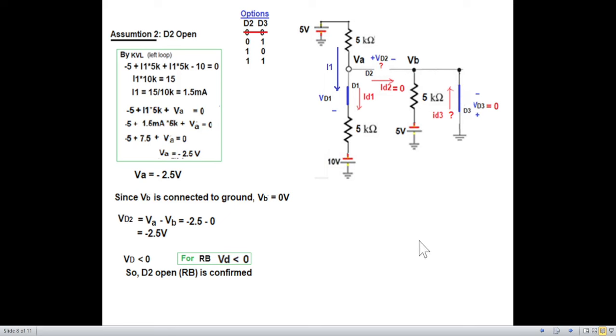Okay, so let's see that. By KVL right loop. Since we'll be using current, I'm just marking the direction. I forgot to mark earlier. Now by KVL, we start from here, positive 5 and minus sign, so minus ID3 into 5K. And this is going to ground, so 0. From here, ID is 5 divided by 5K, 1 milliampere.